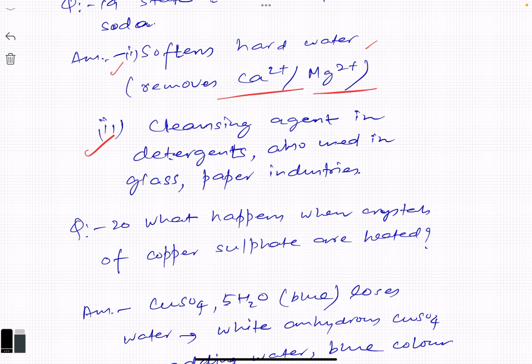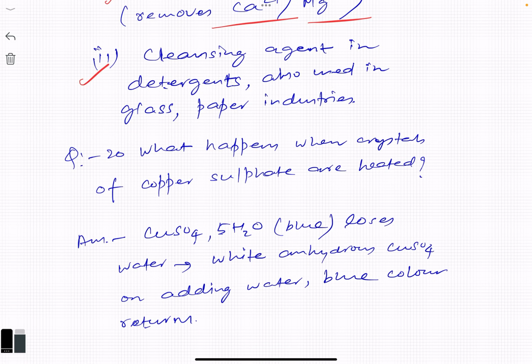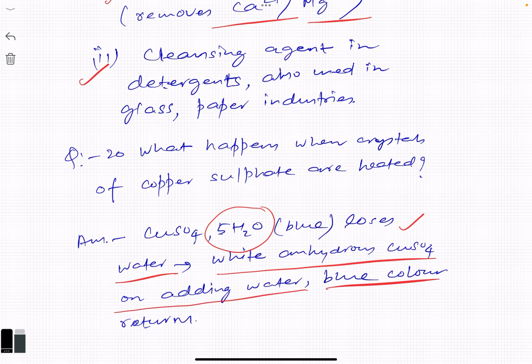Question number 20: what happens when crystals of copper sulfate are heated? The answer is, when the copper sulfate crystals CuSO4·5H2O, which are blue in color, are heated, they lose water and we get white anhydrous CuSO4. When we add water, the blue color returns.